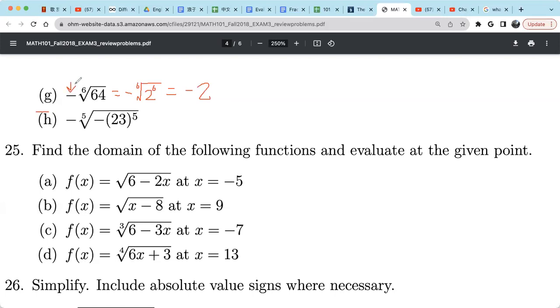All right. Let's see H. Now first, we have a negative outside the 5th root. So we just carry it along. The 5th root has an odd index, and the power of 5 is an odd number. That means we could have a negative radicand. Okay, inside the radical sign, we call it the radicand.